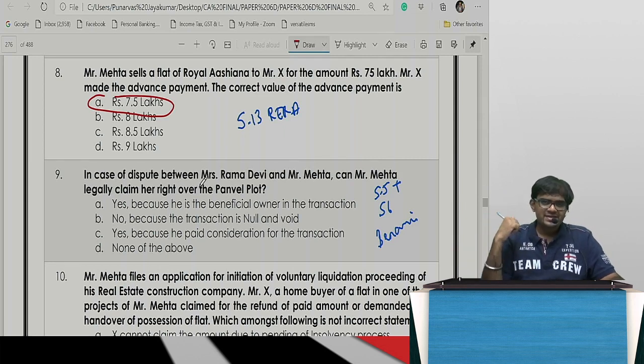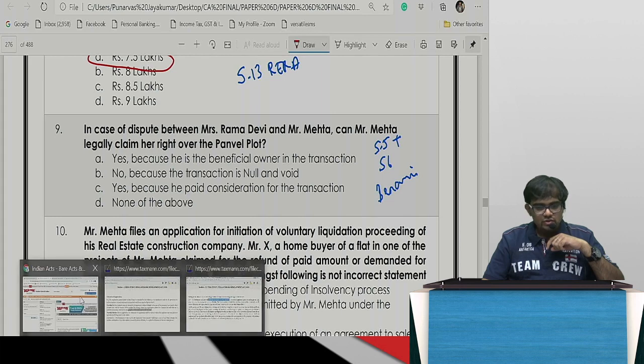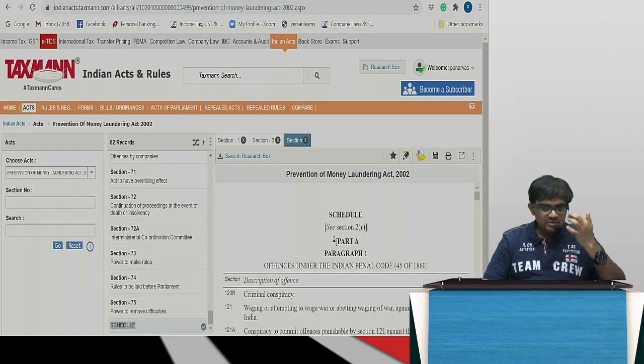Right? 9. Case of dispute between Rama Devi and Mehta. Can Mr. Mehta legally claim her right over the property? So it's already in the name of Rama Devi. So can that be done? So this comes under Benami.